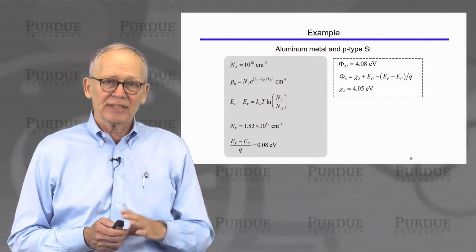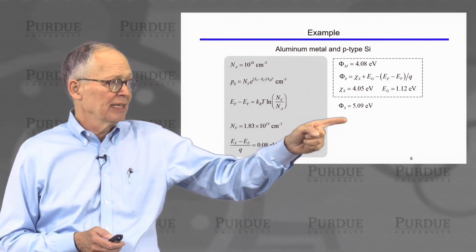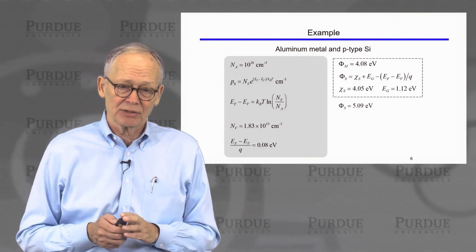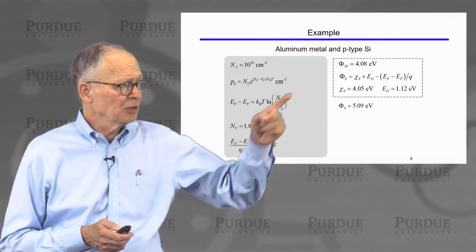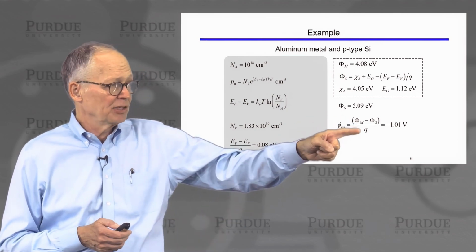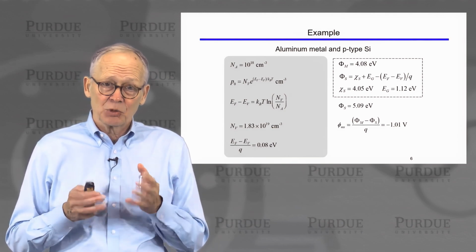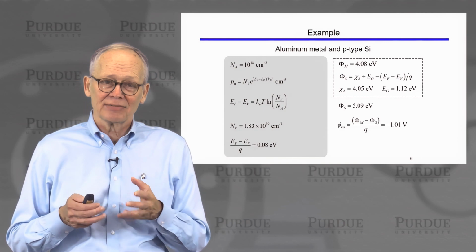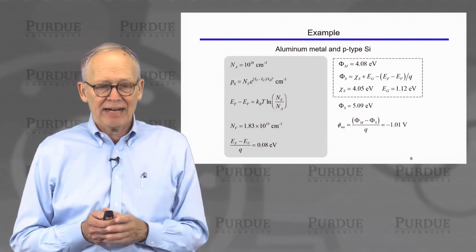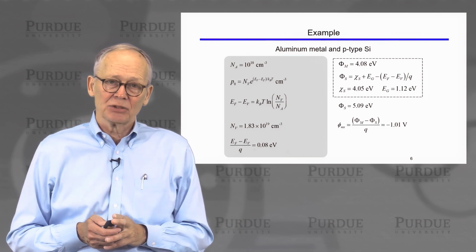Well, the electron affinity of silicon is known. The band gap of silicon is known. We put in numbers and we find that the work function of the semiconductor is 5.09 electron volts. So it's larger than the work function of the metal. If we want to deduce the metal semiconductor work function difference, we just subtract the two. The work function is an energy. We're interested in the flat band voltage. To get a voltage, we divide energy by Q, and we find that phi ms in volts, little phi ms, is minus 1.01 volts.